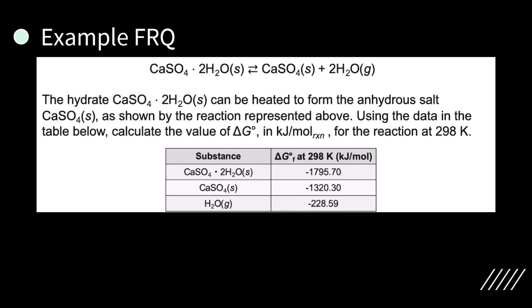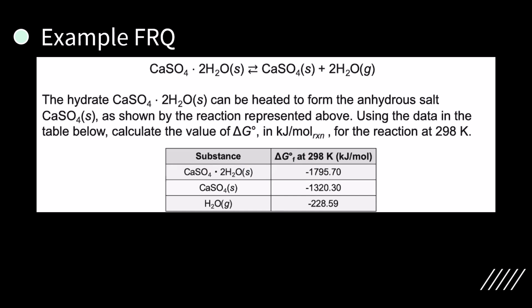So here's an example FRQ. The hydrate, CaSO4, can be heated to form the anhydrous salt, CaSO4 solid, as shown by the reaction represented above. Using the data in the table below, calculate the value of delta G in kilojoules per mole reaction for the reaction at 298 Kelvin.